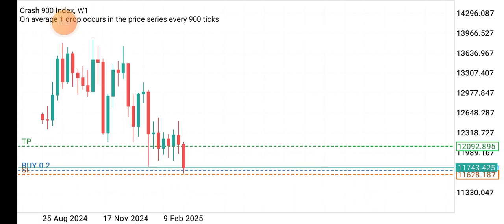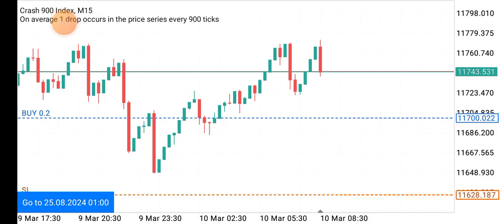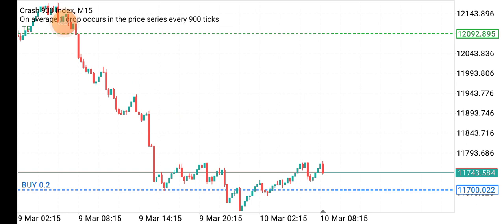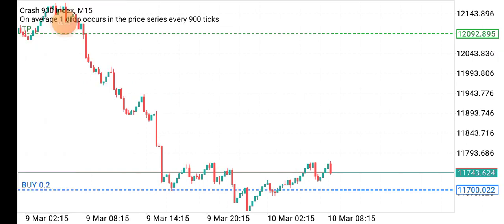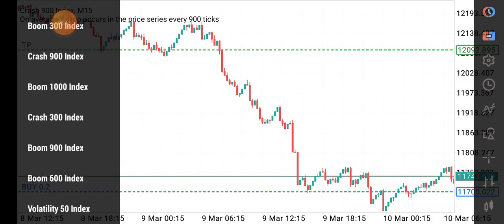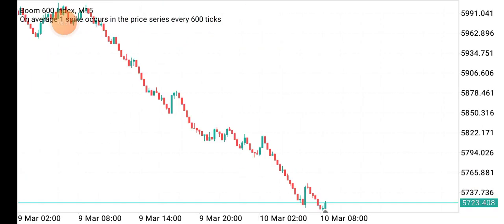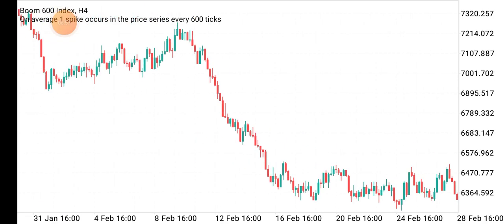No, this is not Crash 900 index. Let me see. Okay, this one is a buy, not actually this one. This one I'm still in profit already. I think it was Crash 600. Let me see Crash 600 index. Crash 600, I closed the trade actually. On the 4 hours, not it.